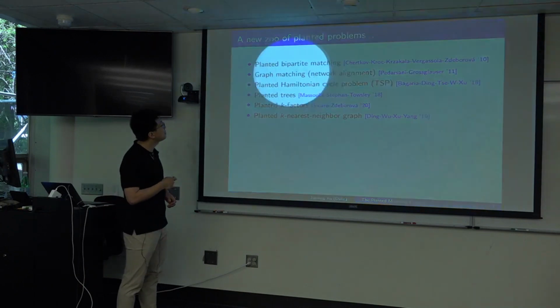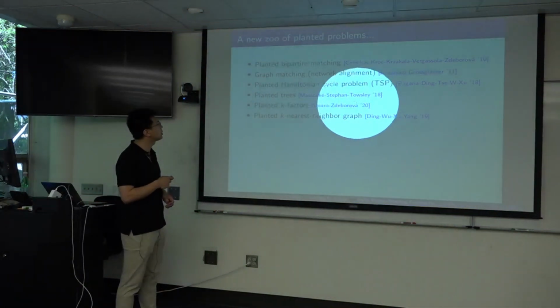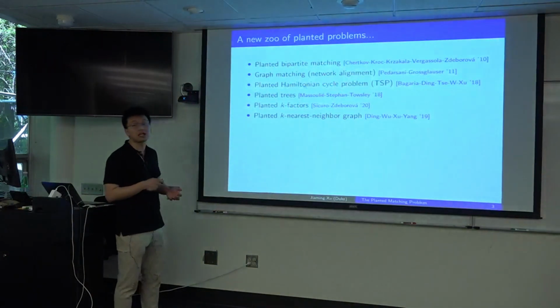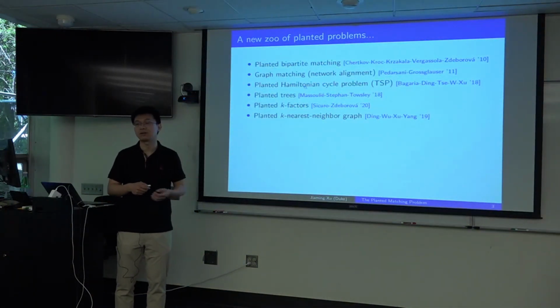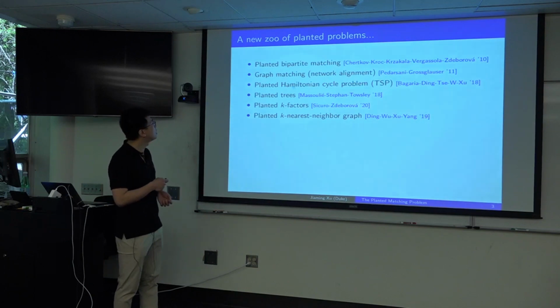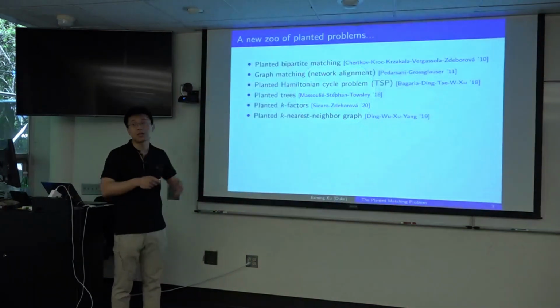There are some other examples that I won't cover in this tutorial, but they're also very nice and very natural. For example, you can plant some other subgraph structures beyond the clique or partition, like the so-called Hamiltonian cycle.